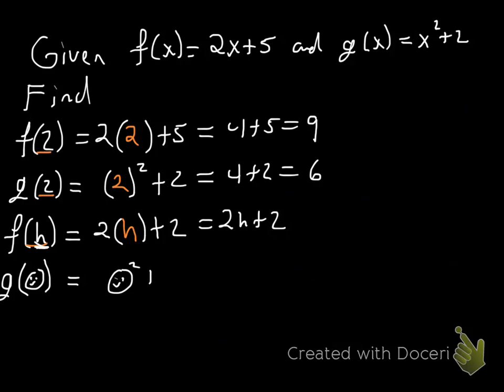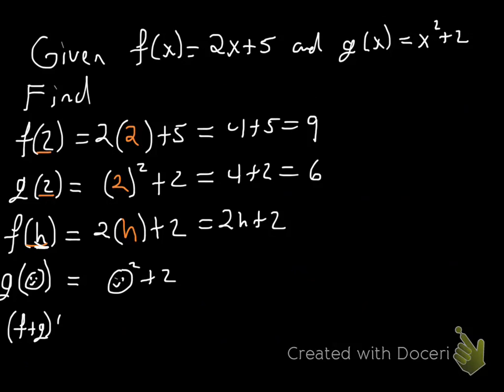And we can do the same thing with a happy face. G of happy face. The g function squares your happy face, so I don't know if that changes it into a square face. I don't know, I haven't looked into it yet. So you get happy face squared plus 2.